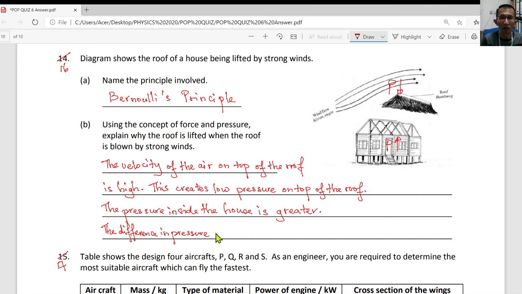creates a resultant force that lifts the roof. Okay, so it's due to the difference in the pressure. This will in turn create a resultant force, and this resultant force will lift the roof. So try to understand the concept there. Right, so we move on to the last question.